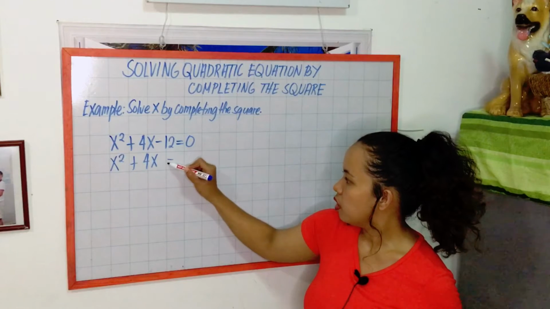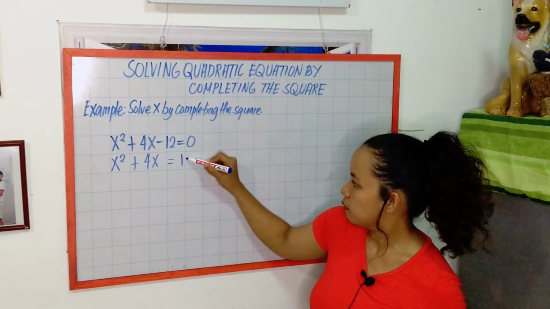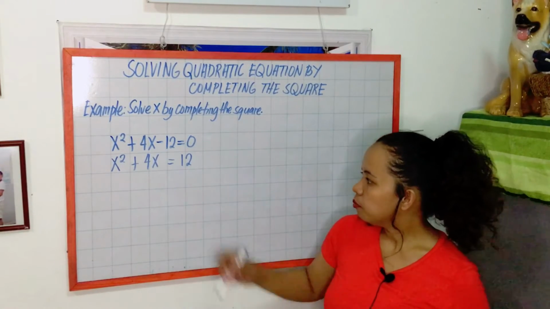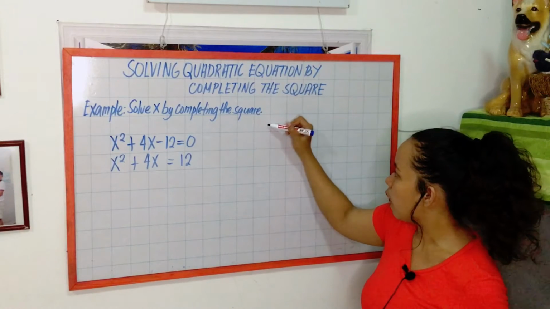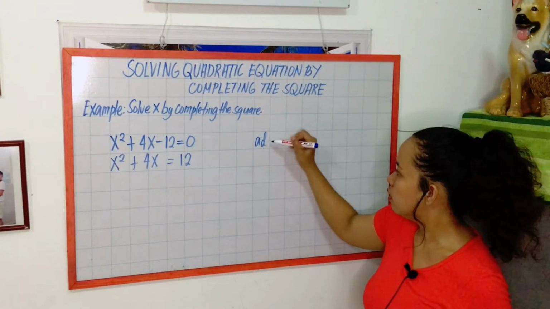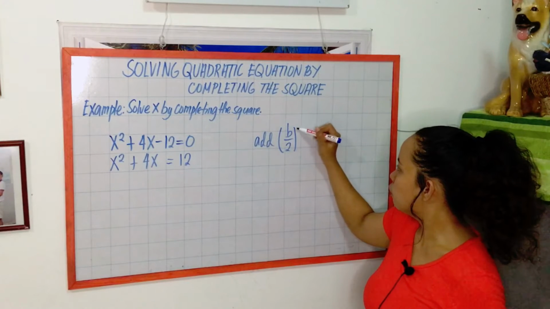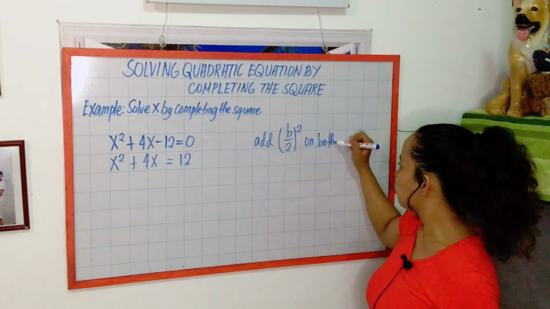is equal to negative, so lilipat sa kabila magiging positive 12. Negative to positive. And then, ang susunod na gagawin is we need to add b over 2 squared on both sides of the equation, okay?